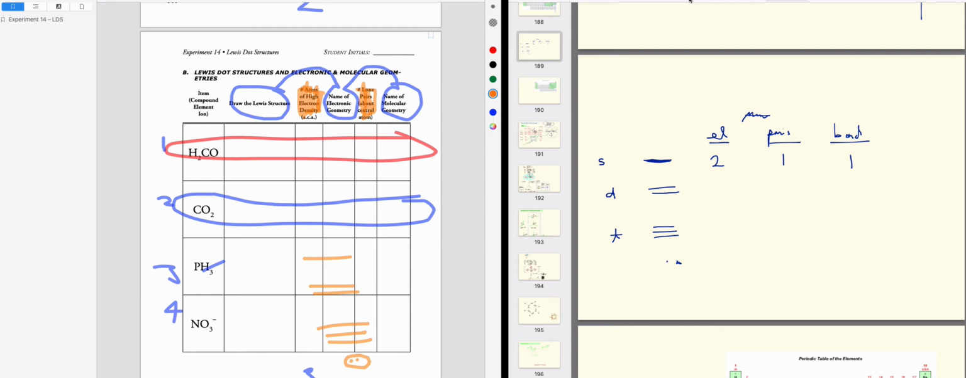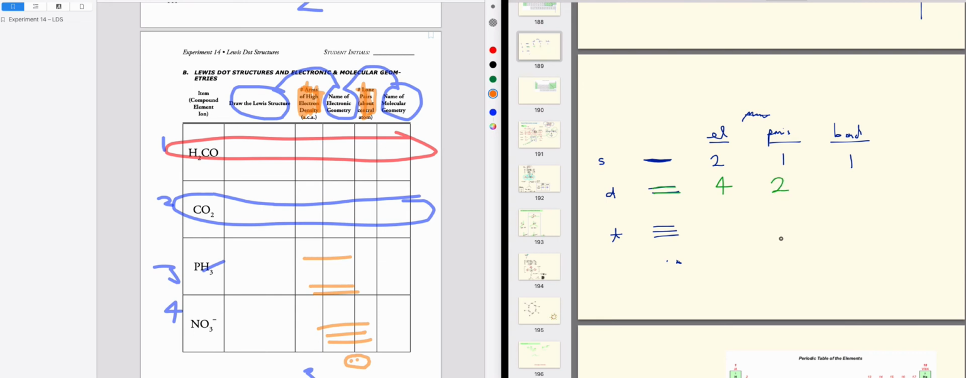Switch colors. Okay. How many electrons are in this double bond? 4. Really? Yep. It's got 2 bonding pairs, and each bonding pair has 2 for a total of 4. How many pairs is here? How many bonding pairs do I have? Well, I could see 2.